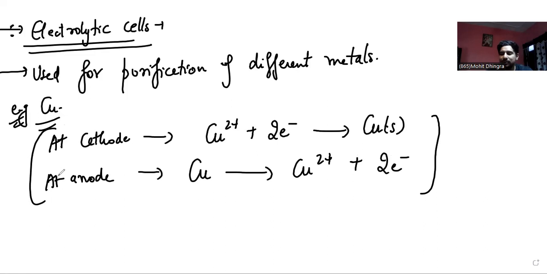Now, how is it done? What is that special thing? How is this purification done? At the anode, the impure copper is kept.